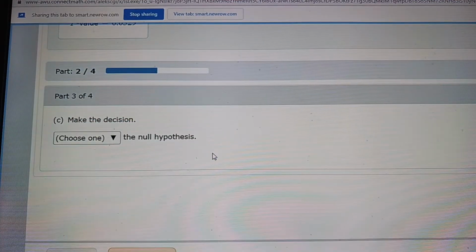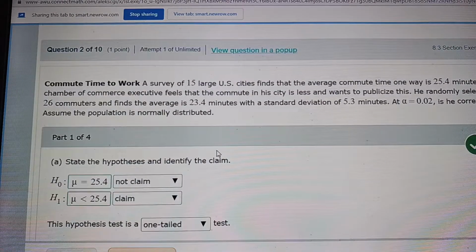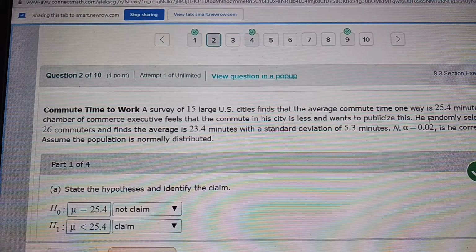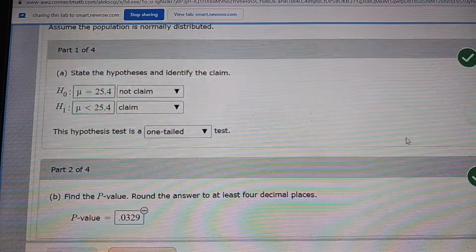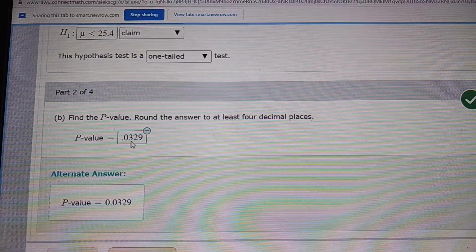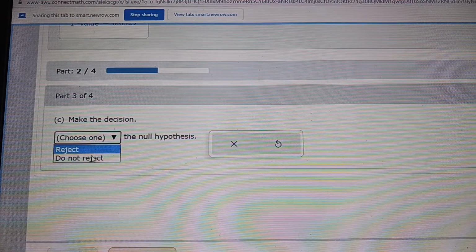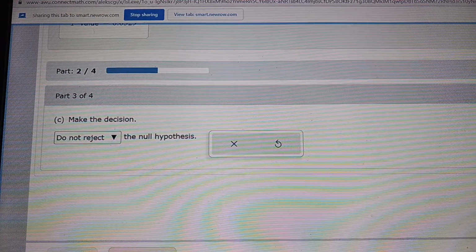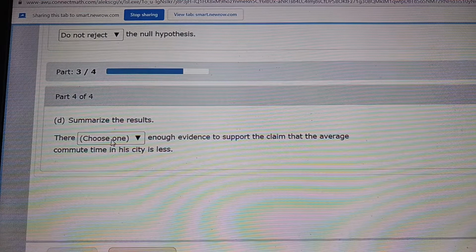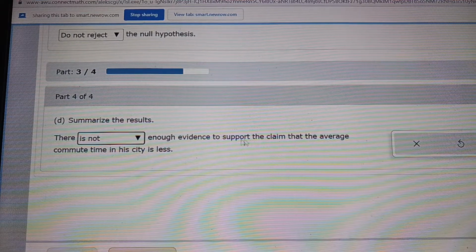And then, that's still greater than 0.02, because if you add 2 zeros to that, that's 0.0200. And this is 0.0329. 329 is greater than 200. So we're still going to say do not reject the null. And there's not enough evidence to support the claim, although they did that part for you here. But you'll have to do that on the test.